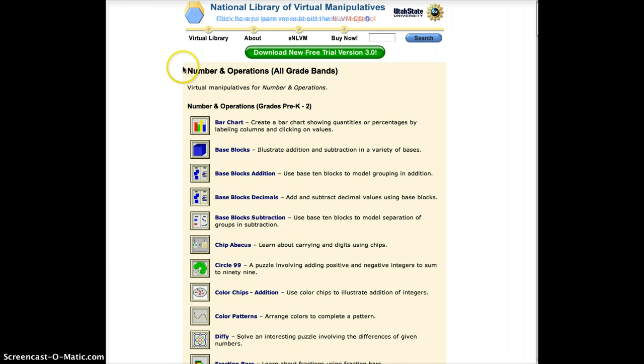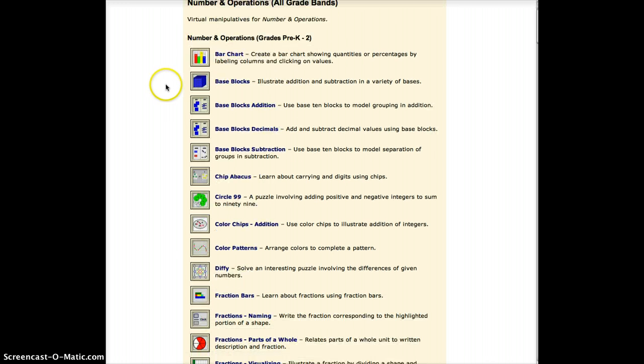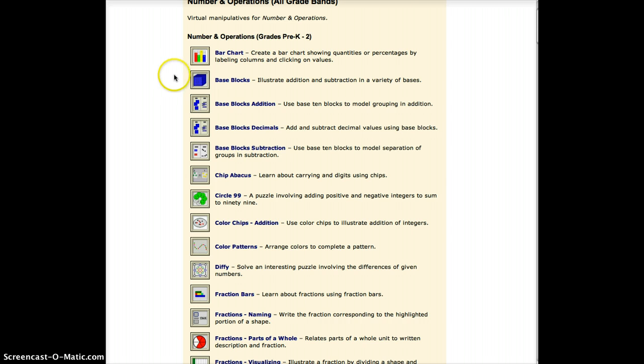The full program can be purchased for $40 for a single license use, or up to $1,000 for an entire school license.